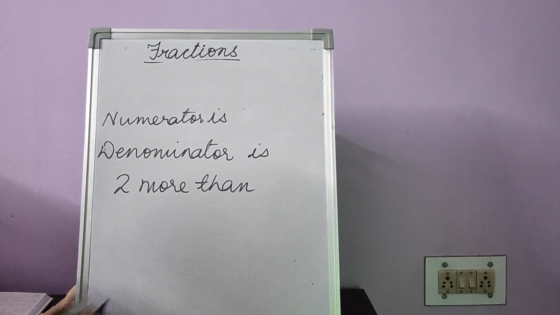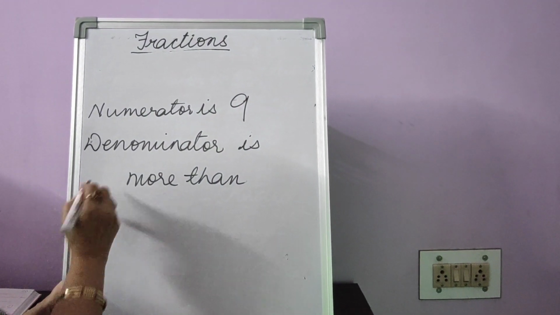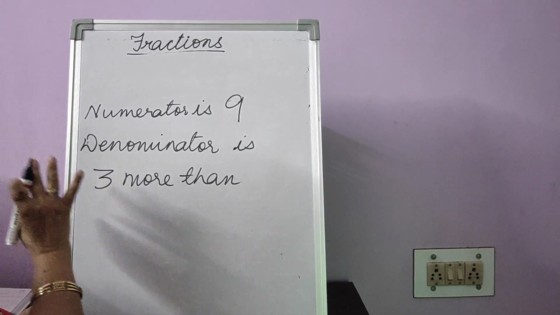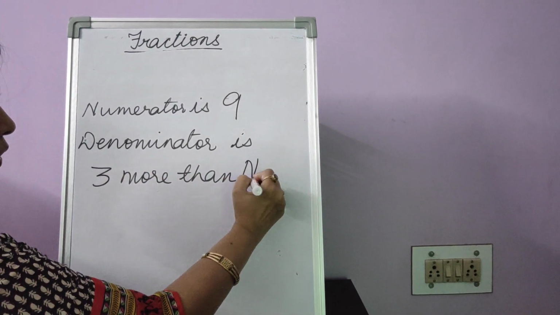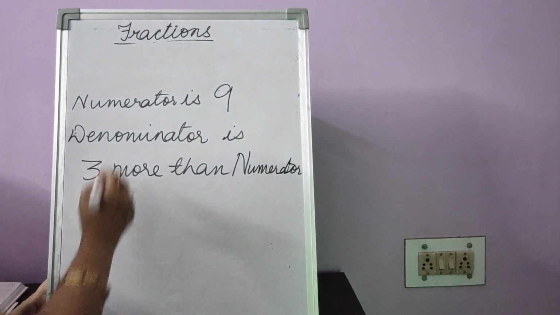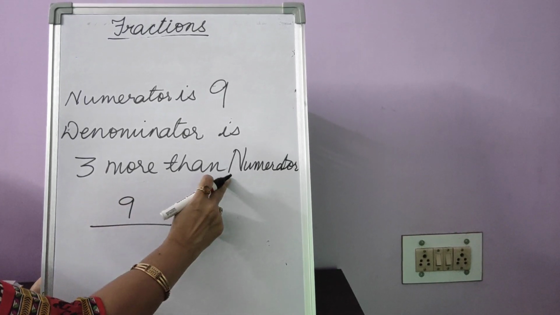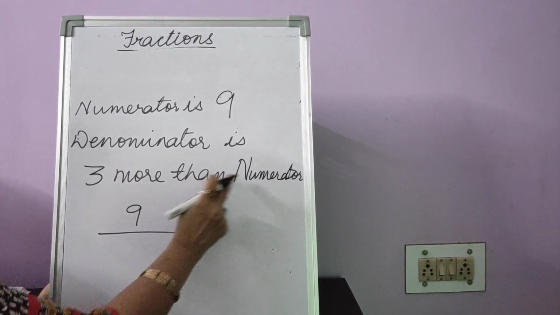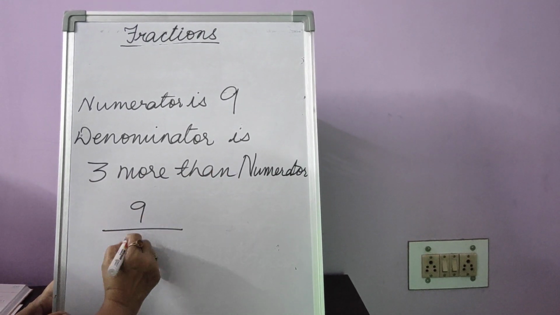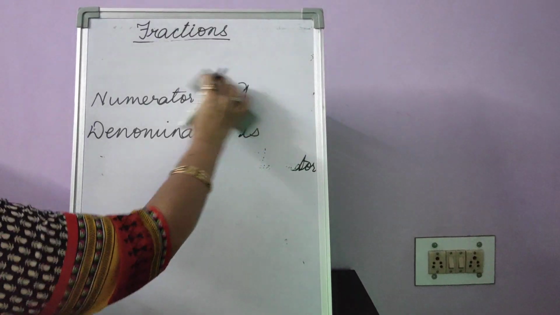Numerator is 9. Denominator is, now I will not give you the number. I will just tell you denominator is 3 more than the numerator. Again, numerator is 9. Denominator is 3 more than numerator. So 9 plus 3, 12. Same way. Something different now.